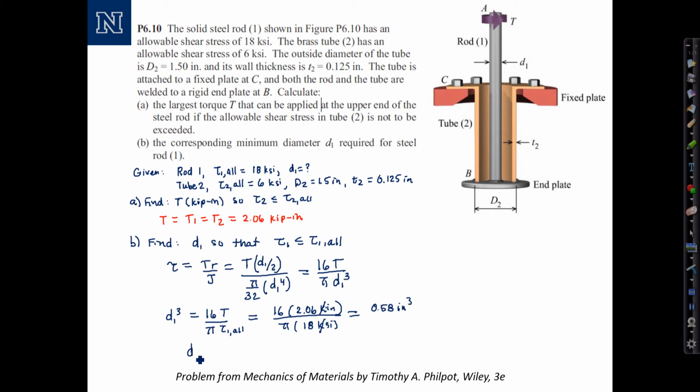We take the cube root of that to get the diameter. The cube root of 0.58 inches cubed gives us about 0.84 inches for the inner diameter. And our logic check for this one is simply that that inner diameter is within the range we expect. It's less than the diameter of the tube, but it's a large enough value that it seems reasonable. And so we conclude.